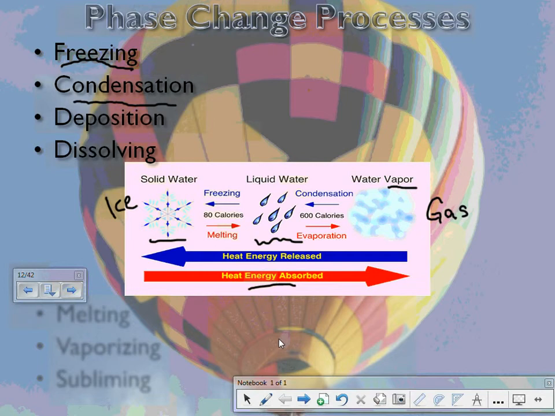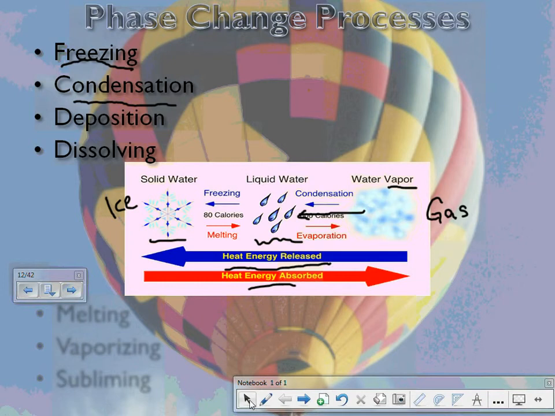And look at that blue arrow. It means heat energy release, right? Yes, exactly. So anytime we go from right to left, that means we have to release energy from the particles themselves. And that means the air around it, as we're going from gas to liquid, is going to get warmer, but the particles themselves get colder.